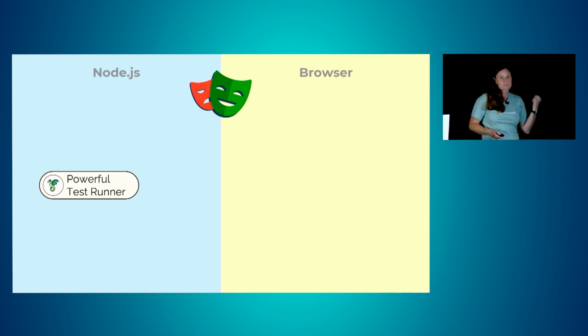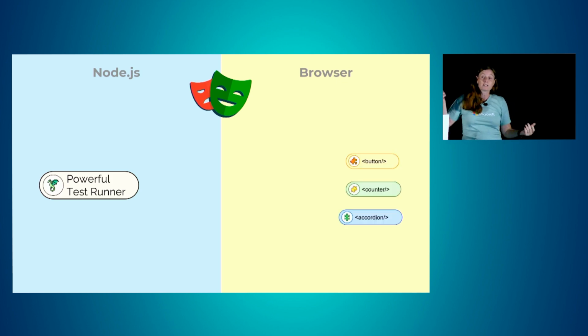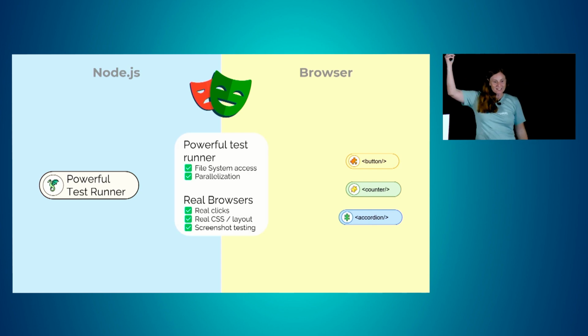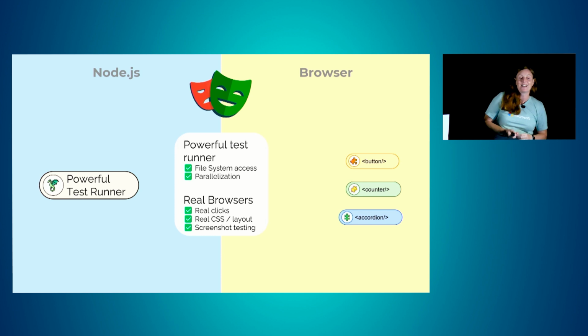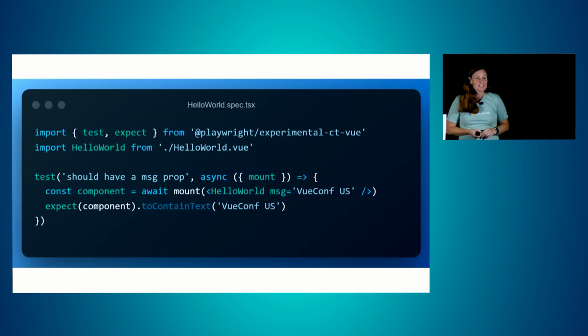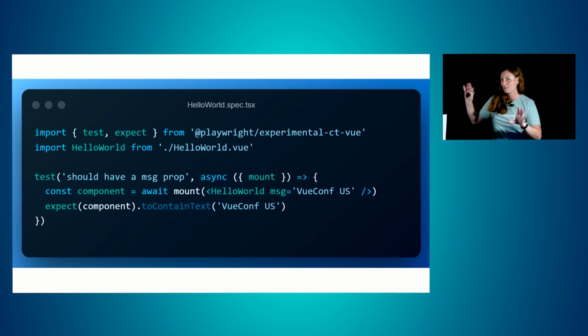We've got the powerful test runner in Node, but we've got our components in the browser. And that gives us everything green, because we like green. So we've got file system access, parallelization, real clicks, real CSS and layout, and screenshot testing. So woohoo.